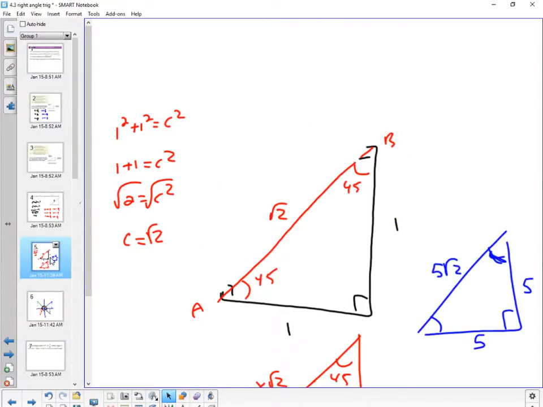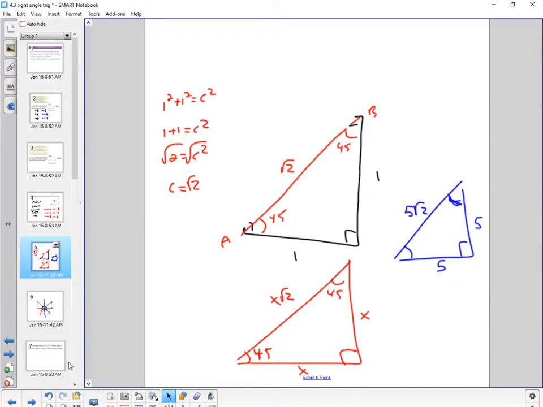But anyways, are we okay with that 45, 45, 90 and its properties? Okay. Wait, can you slow down first? How about I do that? Yeah? Okay.